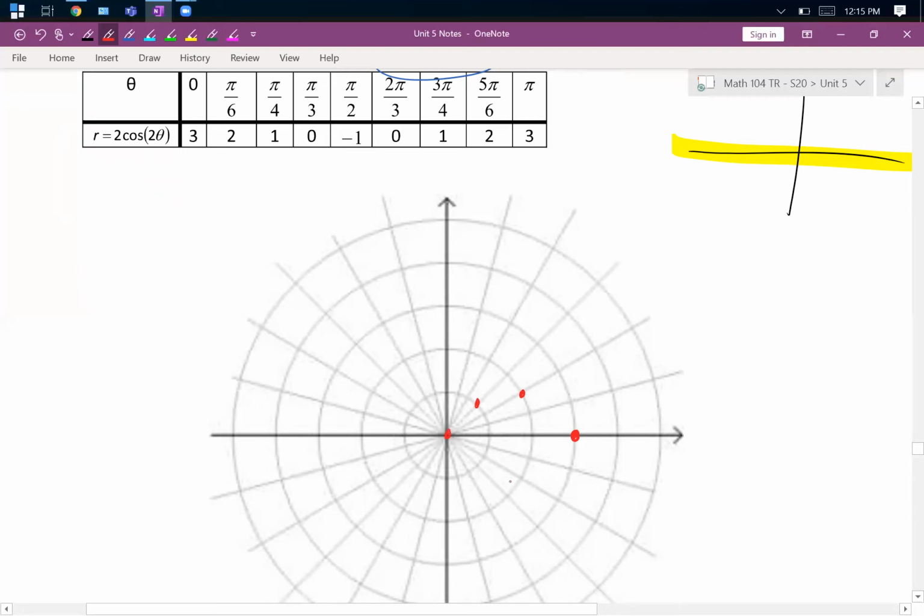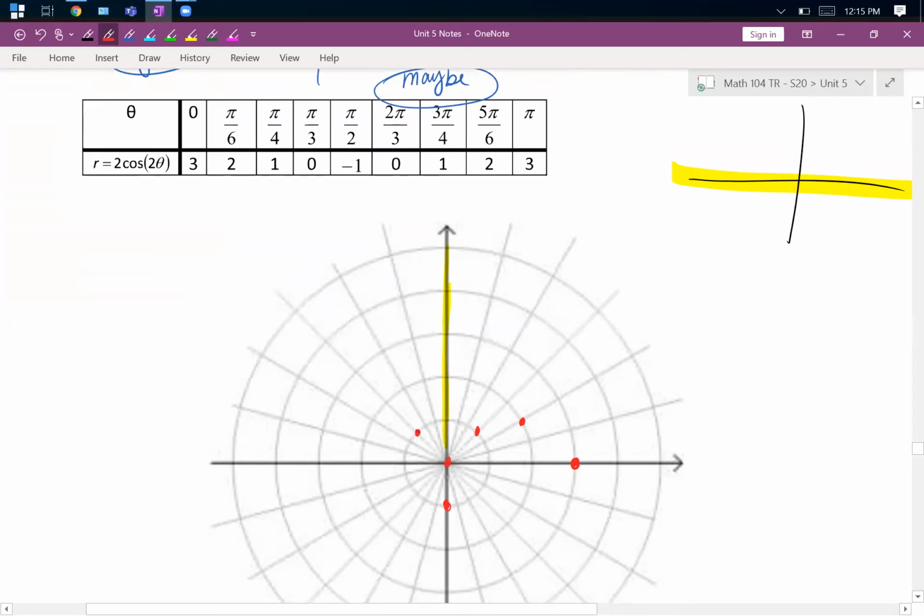At pi over 2, our r value is negative, so we're going in the opposite direction. Three pi over 2, we're back at 0. 3 pi over 4, we're out at 1. 5 pi over 6, we're at 2. And pi, we are at 3.